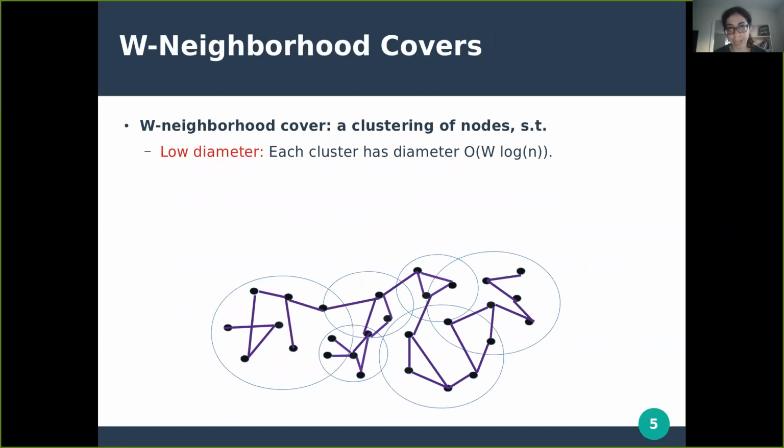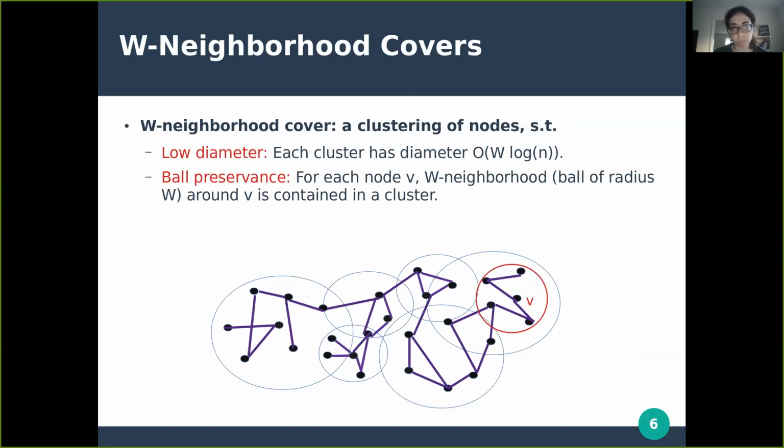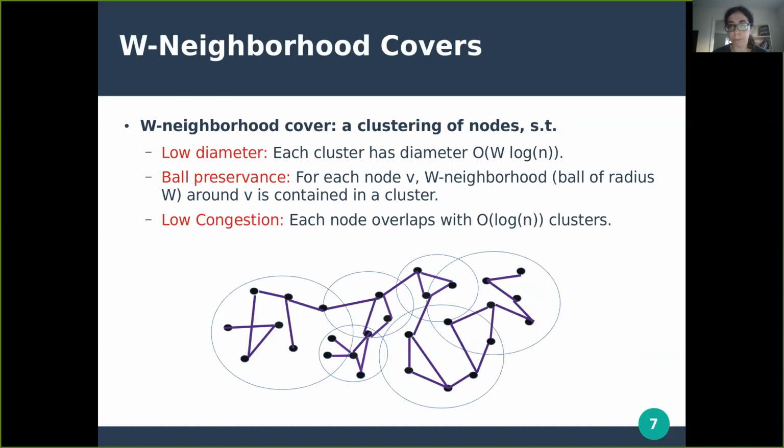Let me start by defining what a W neighborhood cover is more formally. Again, a W neighborhood cover is a clustering of nodes with three properties. The first property is that each cluster should have small diameter. In particular, for parameter W, the cluster diameter should be W log n. The second property is that for each node v, the W neighborhood, meaning the ball of radius W around v, should fully be contained in a cluster. And the third property is a low congestion property, which says that each node should overlap with at most O of log n clusters.